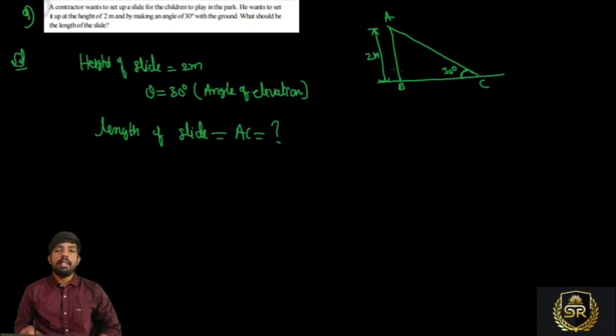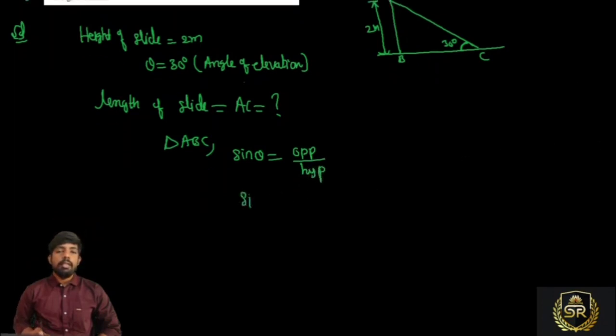So we know here this is opposite, and this is the hypotenuse. Can I use sine? According to right angle triangle ABC, applying sine theta is equal to opposite by hypotenuse. So from here, sine theta, which is sine 30 degrees, is equal to opposite by hypotenuse. The hypotenuse is AC, so we need to find AC.